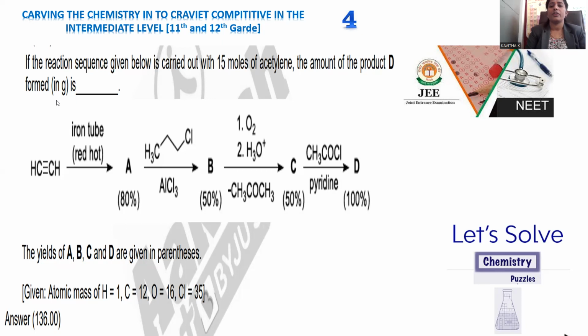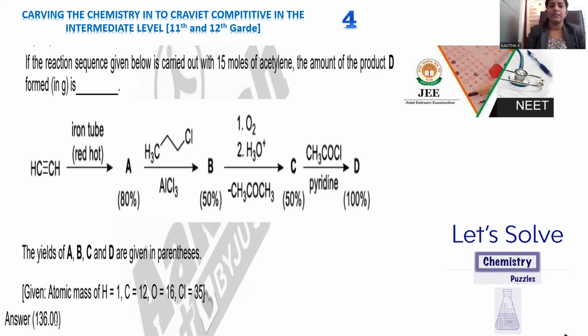So how much product we are getting, we need to identify. And moreover, the yields of A, B, C, D are given in parentheses. All the yield percentages are there. And the atomic weight of hydrogen is 1, carbon is 12, oxygen is 16, chlorine is given as 35. The expected answer will be 136. We need to get 136. How can we solve?